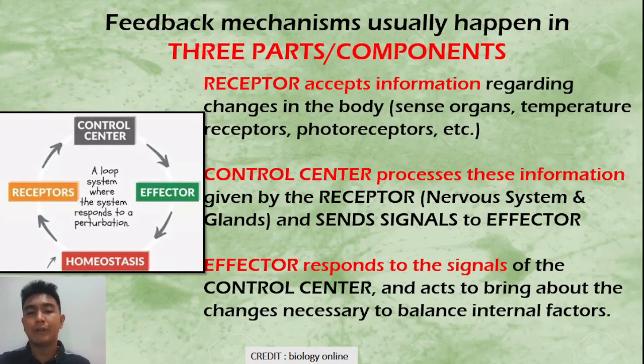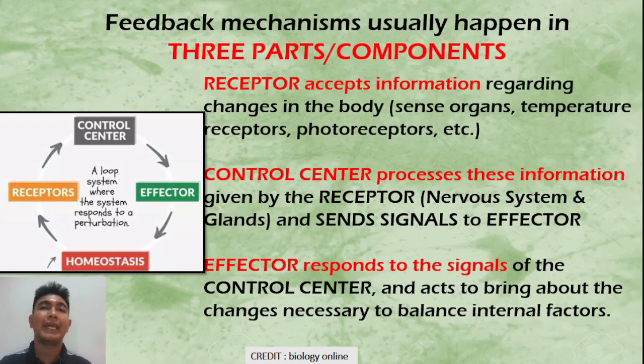Effectors are the parts of our body that respond to those stimuli and bring about the changes necessary to balance internal factors. You can analogize receptor, control center, and effectors to computers, IT stuff. Receptors are the input devices, in which they accept information. The control center can be the main processing unit, your CPU, in which it processes the information. And the effector can be the output devices that you have on your computer.